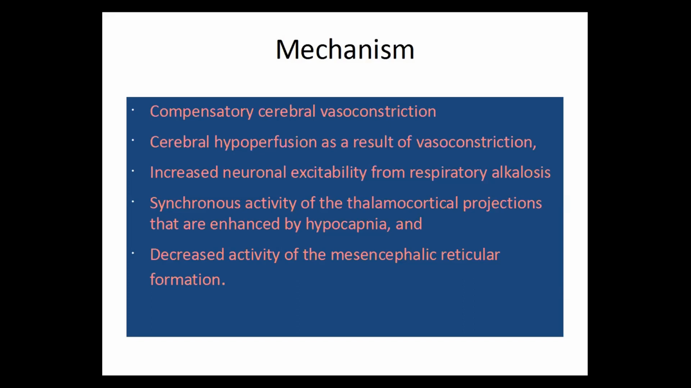As you know, the thalamocortical projections are the ones which are responsible for the spikes, the 3 Hz spike and wave in absence. So the hypocapnia will enhance the thalamocortical projections, and also it will decrease the reticular formation activity. So basically it is hypocapnia which will lead on to the vasoconstriction, which will in turn lead on to hypoperfusion. And in addition, there is the presence of respiratory alkalosis, the enhanced activity of thalamocortical projections and decreased activity of the reticular formation.